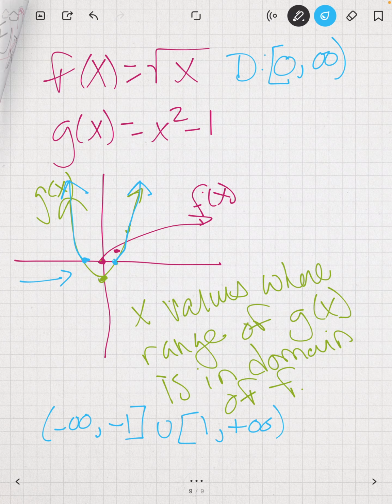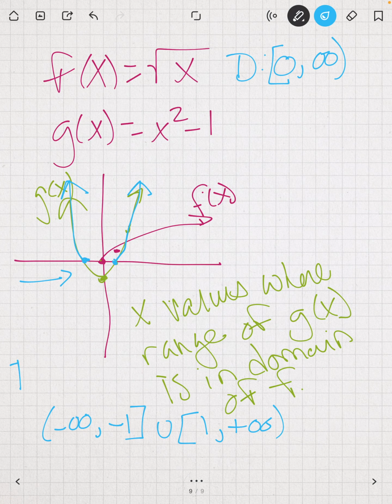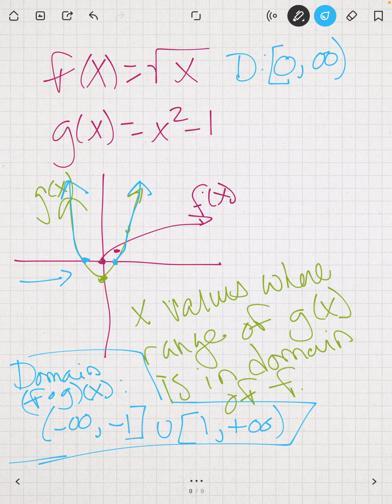So what does that mean? If we go back to our previous slide, we need not just x is bigger than 1, we can also have x less than or equal to -1. So the domain of f composed with g of x is this. From -infinity to -1, or 1 to positive infinity. And so finding the domain often is the most involved portion of evaluating composite functions.